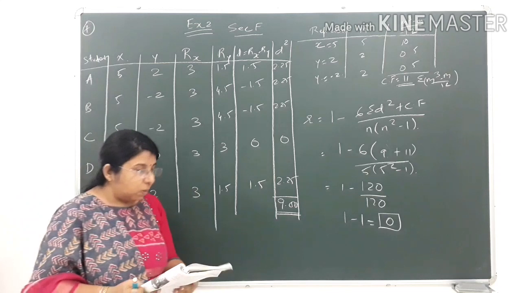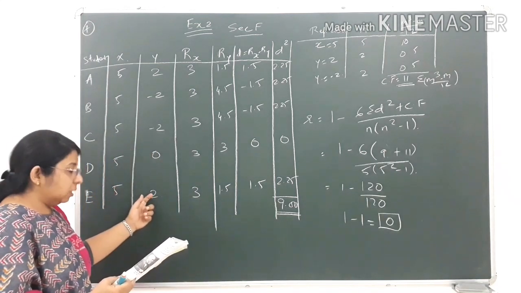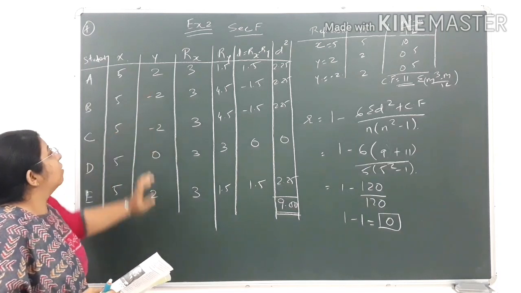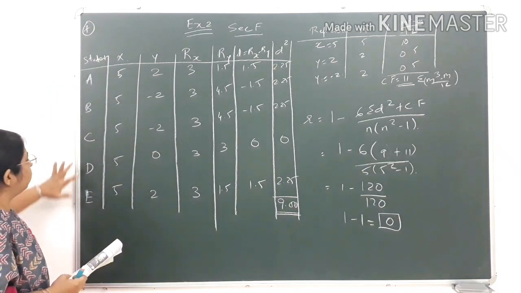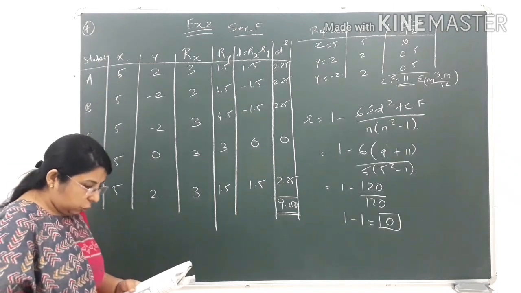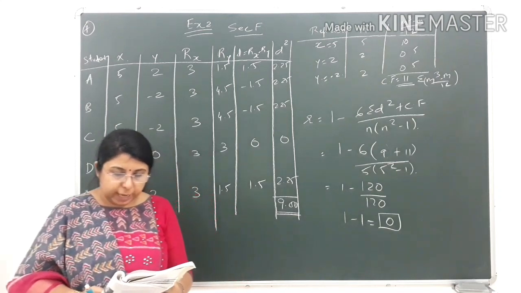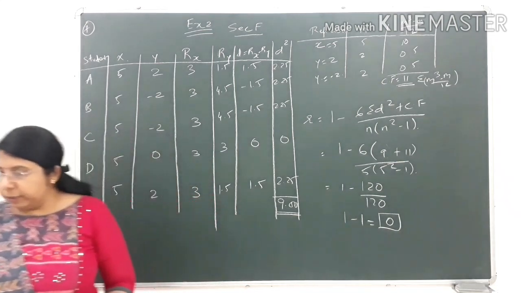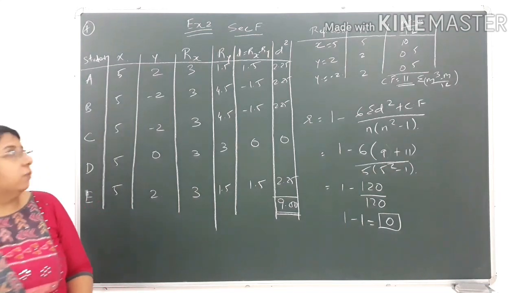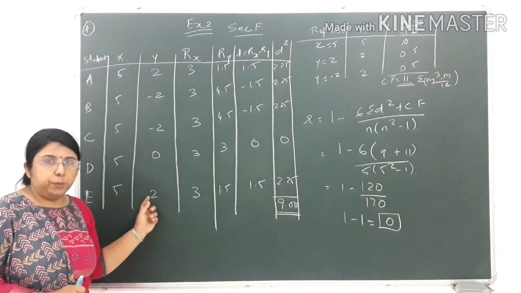The first one, that is marks in reasoning ability, I have taken as X over here, and marks in English speaking, I have taken as Y variable over here. And the first column, that is of students, total data of 5 students has been given to you. Find the rank correlation coefficient between reasoning ability and ability in English speaking. It means you have to find the rank correlation between the two variables.